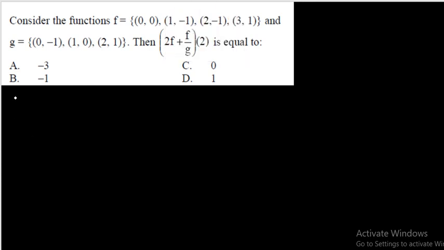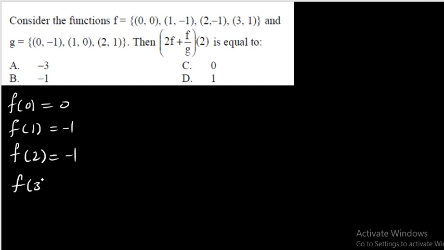So the first one, f at 0 is 0, f at 1 is -1, f at 2 again it's -1, f at 3 is 1. The first orders are domains, or we can say they are inputs. The second orders are the outputs, and the g also the same way. It's given g at 0, -1, g at 1, g at 2, it's given.